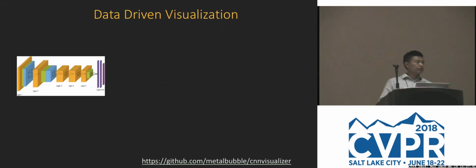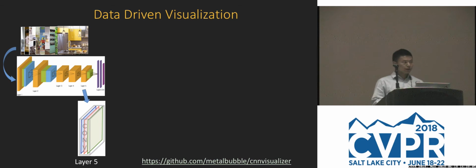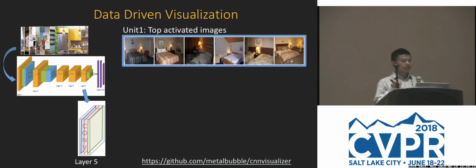Another visualization approach is the data-driven visualization, or sample-based visualization. Basically, given any network representation, we prepare a test set. This is a set of testing images held out from the training set. You feed those images into the network and record the activation of each unit for each image. Let's say we want to visualize three units at layer 5. Then we can simply rank all the images by the unit activation, and we get the top activated images. Here are the top activated images for unit 1.